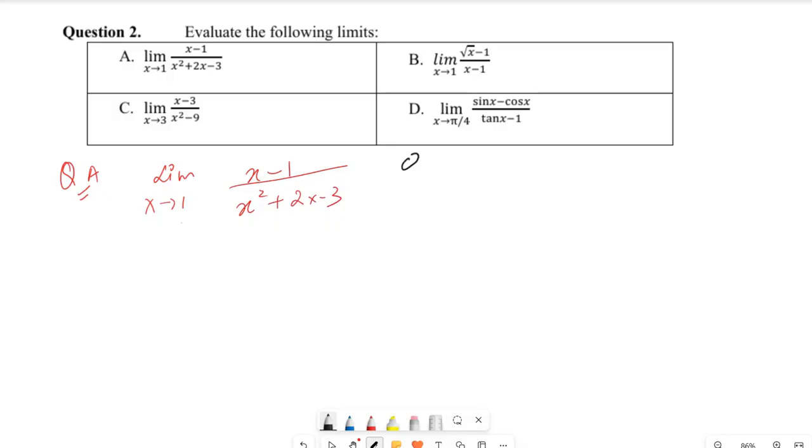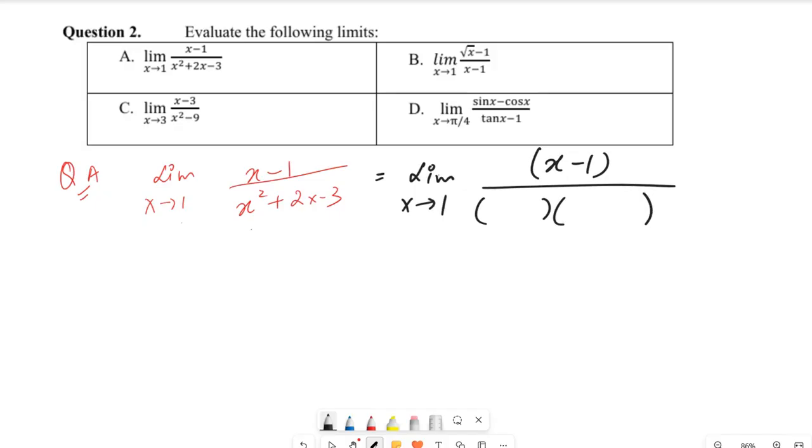If I plug in, the numerator gets 0. In the denominator, 1 plus 2 minus 3 is 0. So that really is not the right way of writing a number, so we're going to try a different way. Limit x approaches 1. I'm going to first check, can I factor the denominator? The factors of the denominator would be (x plus 3)(x minus 1). So x squared, 3x minus x is 2x, and 3 times negative 1 is negative 3. So this limit does work.